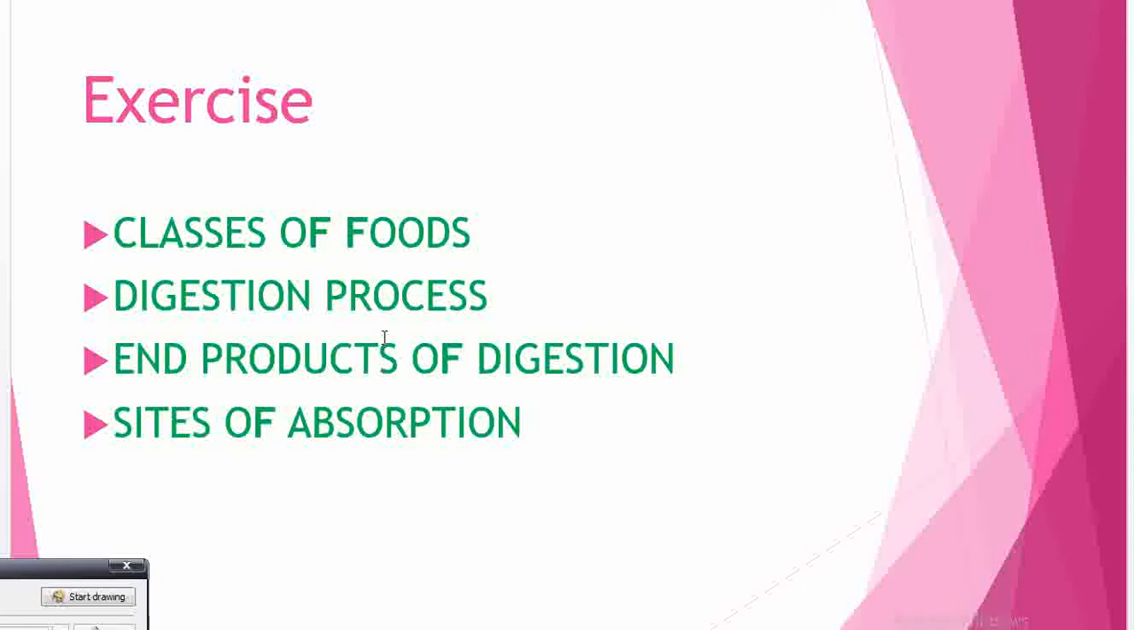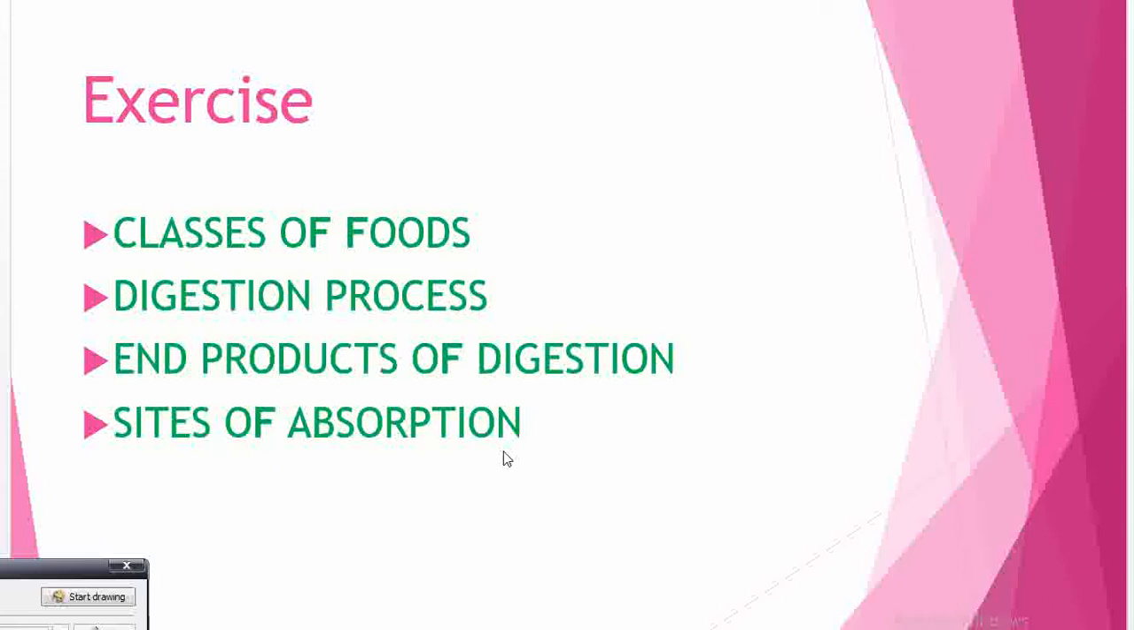Macronutrients are the carbohydrates, the proteins, and the lipids. And the micronutrients, you know them. Then you also need to know the digestion process, how it proceeds from the mouth, the process itself, the enzymes that participate, and the product of each event. From the mouth, what happens in the mouth? If it is starch being digested, it goes to maltose.